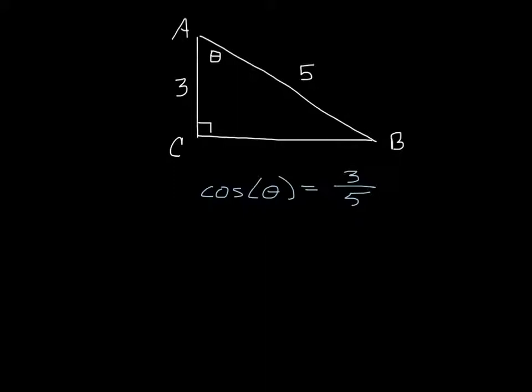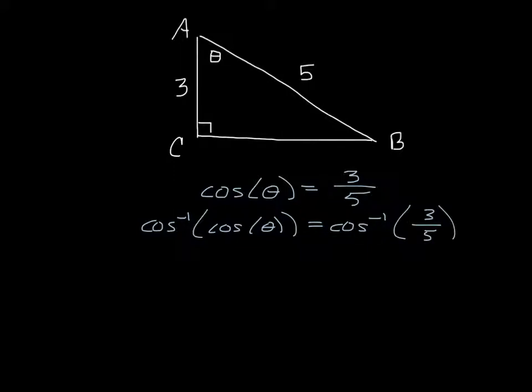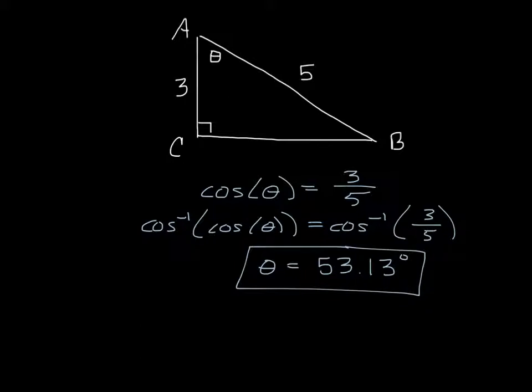To get theta by itself, I take inverse cosine on each side. Inverse cosine of 3/5. Left side simplifies to be theta. The right side, making sure your calculator is in degrees rather than radians, put in inverse cosine of 3/5 and round it to the nearest thousandth. What is it? Plug that in, you get 53.13 degrees.